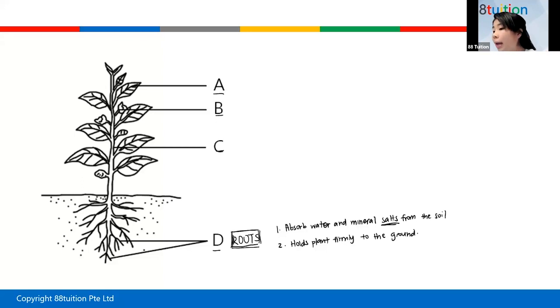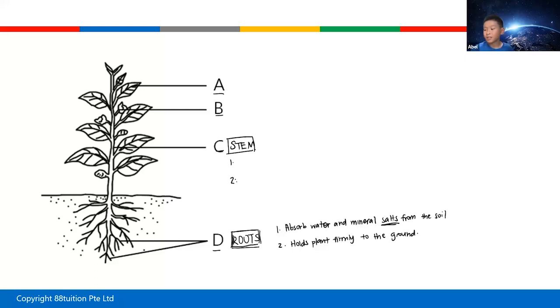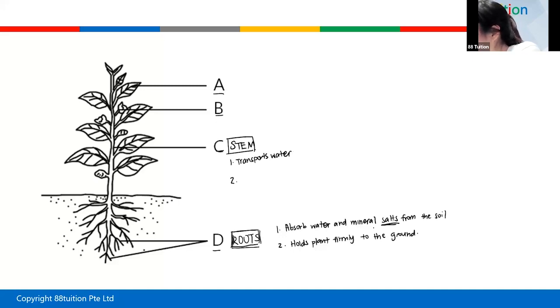Good. Abel, can you tell me what is part C? The stem. What is the function of the stem? We have two functions. Is it transport water? And is it only water? And food. What else? Okay, so it transports water. Just now, Min Yi mentioned mineral salts, so you have to add that in. Transports water, mineral salts, and food. Now, mineral salts and food are different things, throughout the plant.